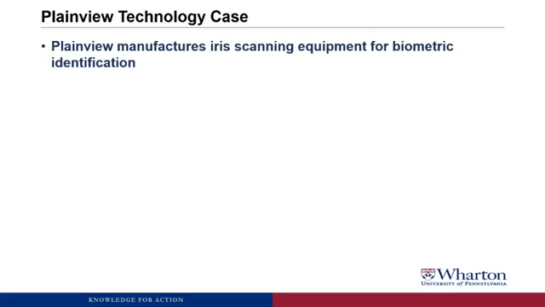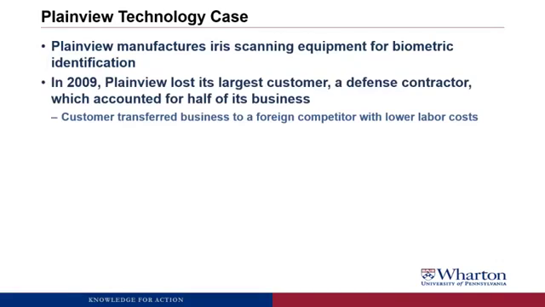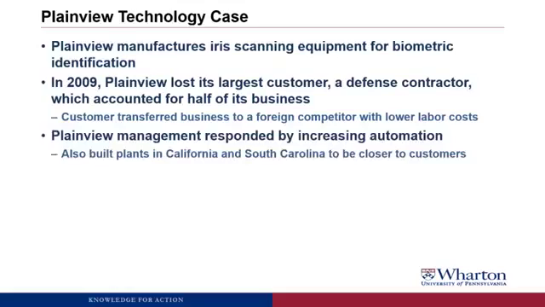Plainview Technology manufactures iris scanning equipment for biometric identification. In 2009, Plainview lost its largest customer, a defense contractor, which accounted for half of its business. The customer transferred its business to a foreign competitor with lower labor costs. Plainview management responded by increasing automation. The company also built plants in California and South Carolina to be closer to its customers.